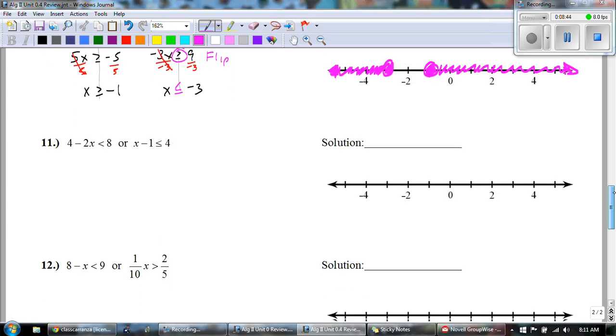All right, number 11. Why don't you see if you can do this by yourself? Go ahead and pause the video, do both, and graph. Good luck.